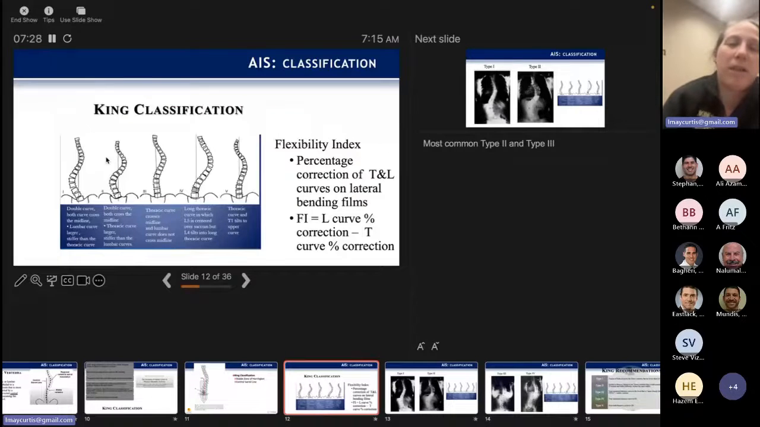They also talked about flexibility index. So just looking at the percentage correction of the thoracic and lumbar curves on your lateral bending films, you take the percent correction of the thoracic curve, subtract it from the lumbar curve correction, and that gives you the flexibility index. So a positive flexibility index would mean that your thoracic curve is more flexible.